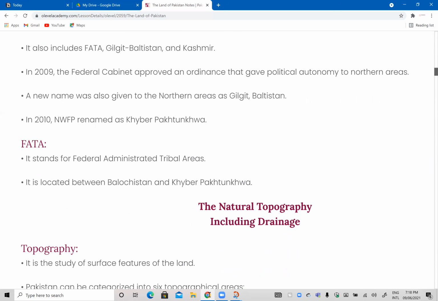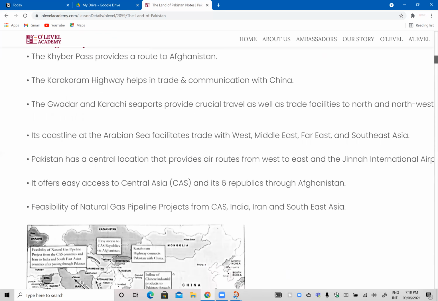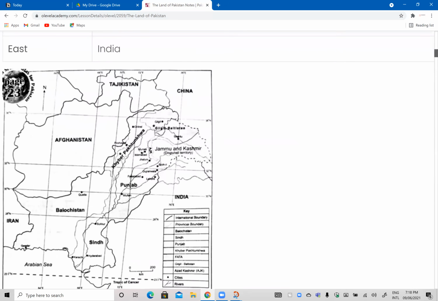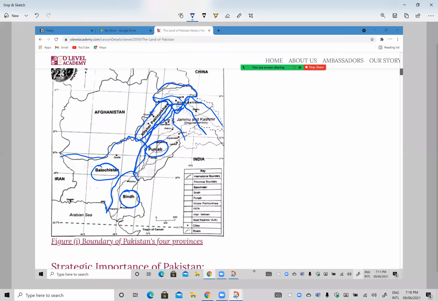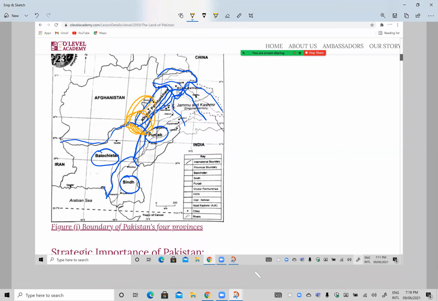So let's talk about FATA in detail. It's located between Balochistan and Khyber Pakhtunkhwa. Let's look at the map again. This is Balochistan here, guys. Let me screen snap. Yeah. So this is Balochistan and this is KPK. This area over here, all of this area, is known as FATA. And this is Gilgit-Baltistan, the yellow one. This is Kashmir. All right.